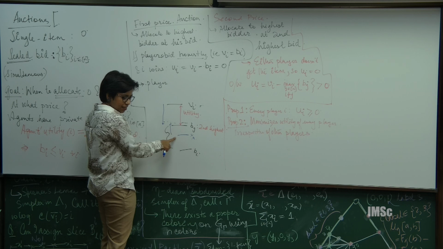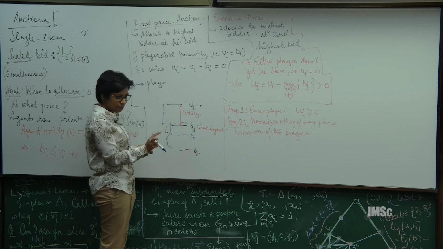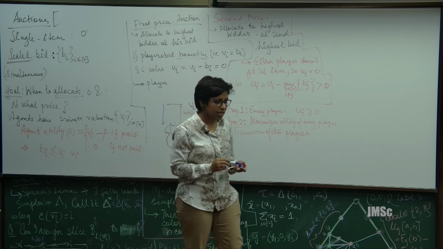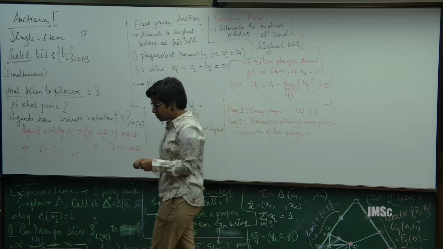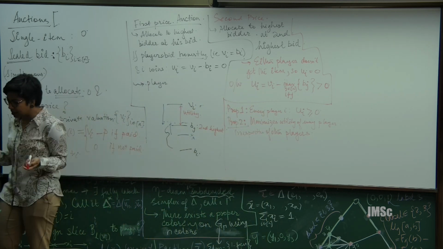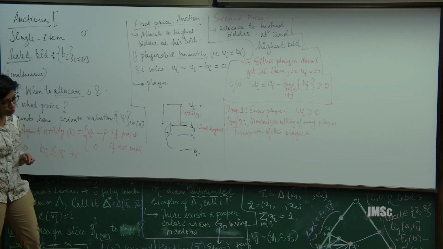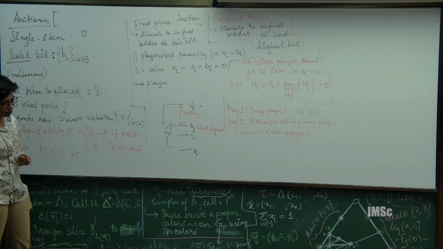Correct? Is this clear? So this is what property 2 means, that people could not have done anything else to get a strictly better utility, the player who wins as well as the players who do not win. And is there any intention to harm the winner? How would they harm the winner?